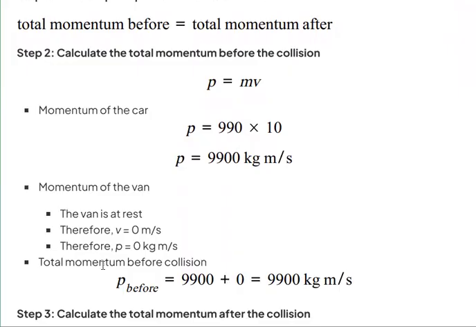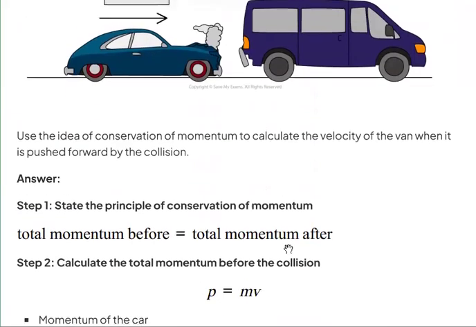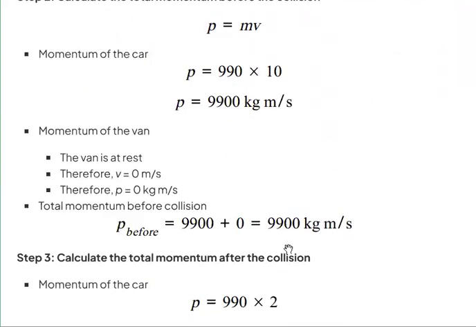So we calculate the total momentum before collision of the two vehicles. So this is a system in which two vehicles are involved. Total momentum before collision comes out to be the sum of their momenta, and you calculate it like this, and you get a sum equal to 9900.